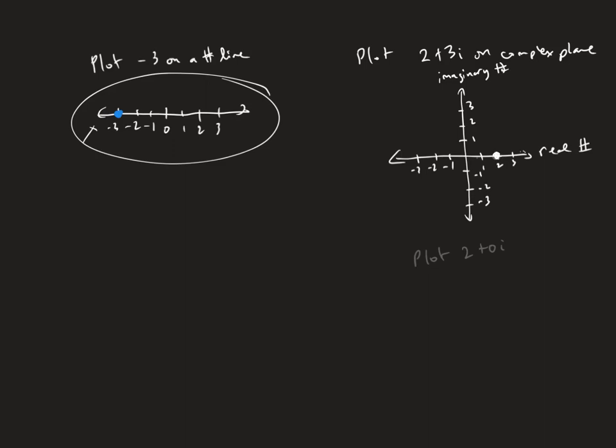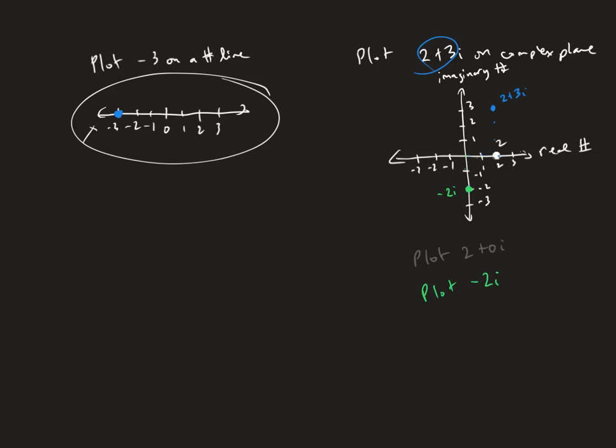Now, if I wanted to plot a pure imaginary number, like -2i, that would be like 0 plus -2i. So I would go 0 in the real direction and -2 in the imaginary direction. So that was -2i, this is 2. And if I want to plot a complex number, like 2 plus 3i, I go 2 in the real direction and 3 in the imaginary direction. And then that is where that number falls.